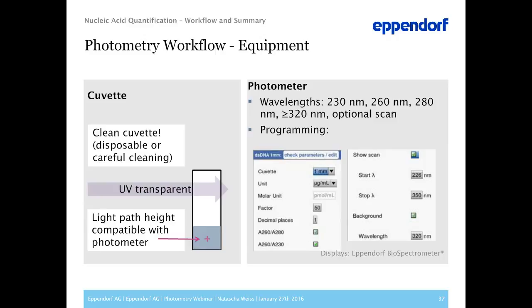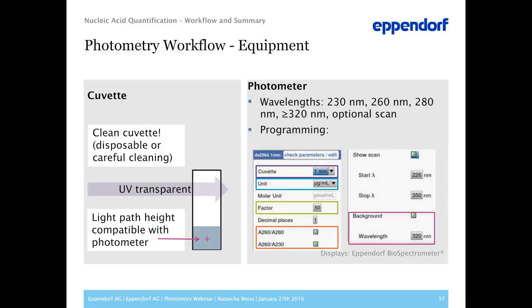Four wavelengths are important for determining the concentration and inform about the purity of the nucleic acid sample. Nevertheless, a complete spectrum can provide additional information regarding potential errors in the handling or contaminants. When programming the photometer, have a look at the following settings: the path length of the cuvette you take, the unit of your results, and the right factor according to your nucleic acid sample. For evaluation of the quality, purity ratios as well as background absorbance are informative.